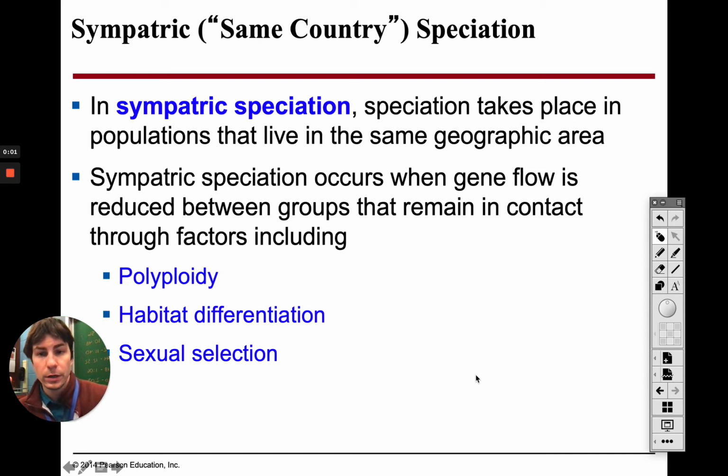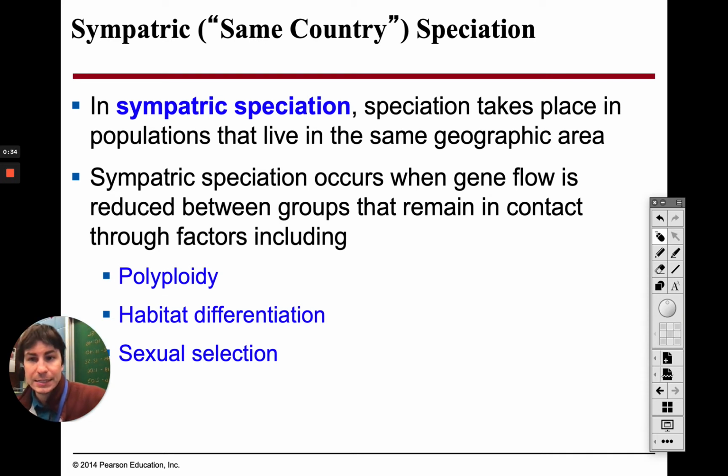Okay, so we are going to continue on with chapter 22. Last time we went over allopatric speciation. This time we're going to go over sympatric speciation. The difference here is that allopatric speciation was based on geographic isolation. So we had some type of barrier prohibiting the two species from meeting, and due to that barrier, over time, we had two different species actually form.